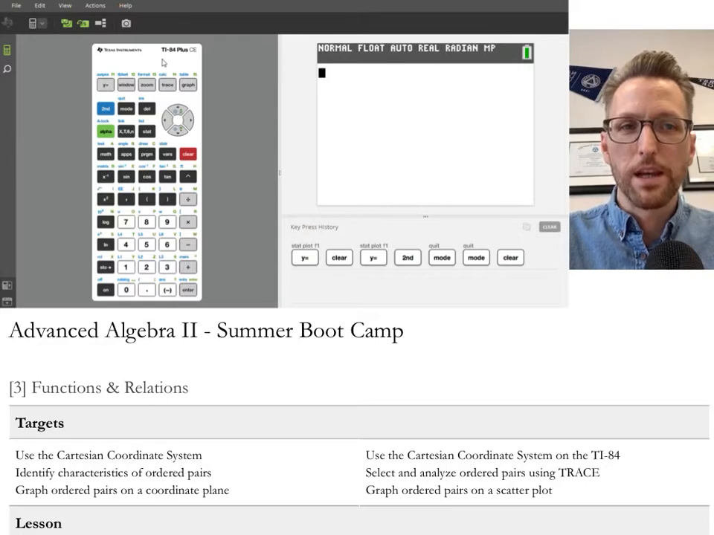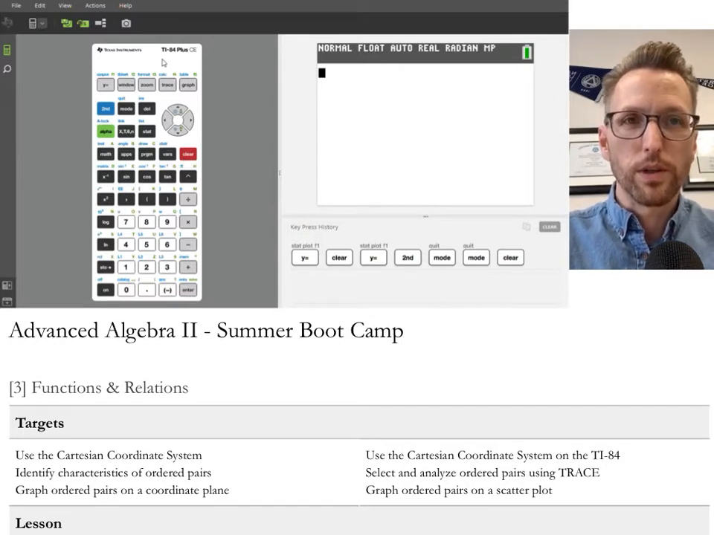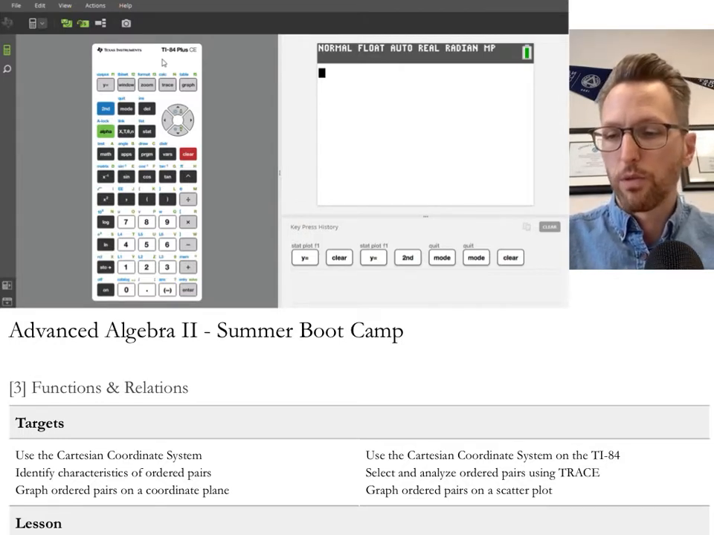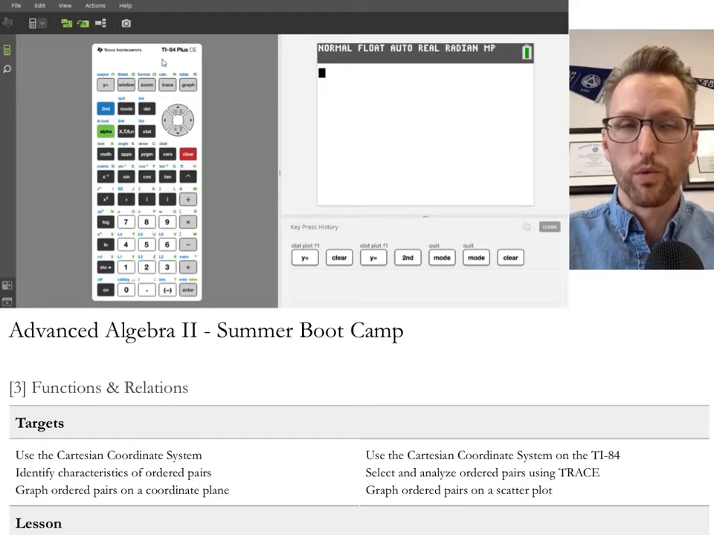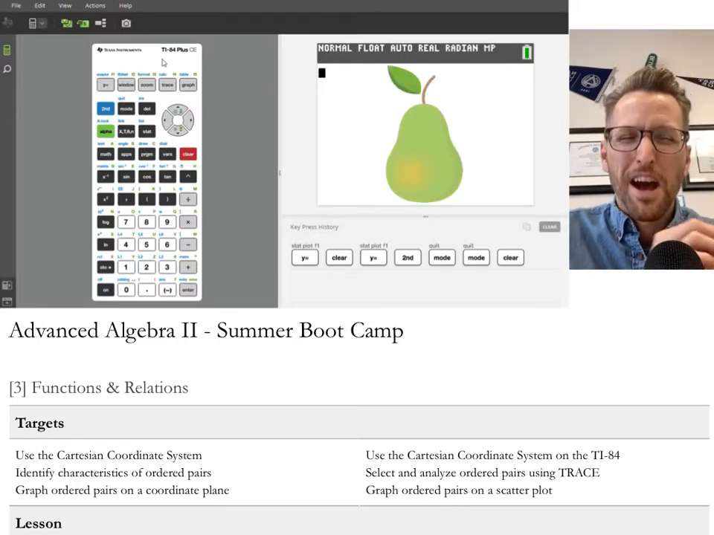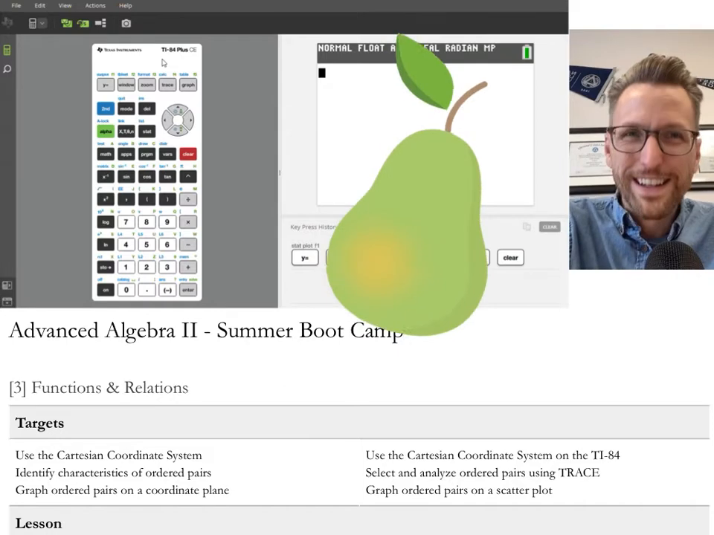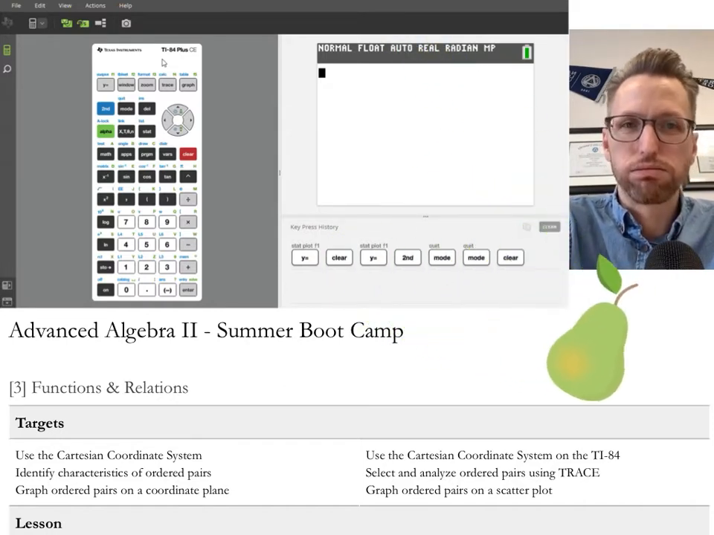Thanks for joining me. And in this lesson, we are going to talk about some background information about points and the coordinate plane, and then we'll work through an activity together called order pairs. Get it? Ordered. All right.